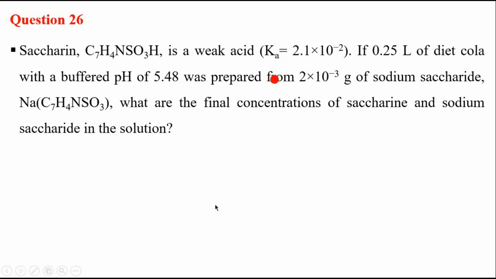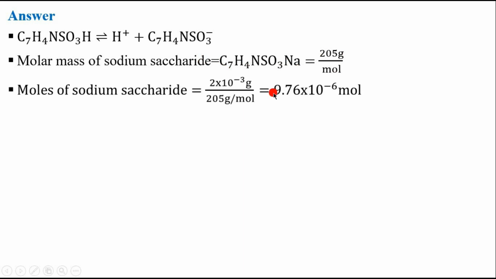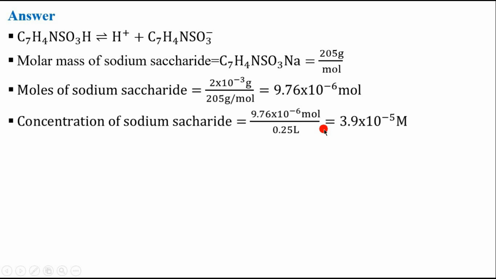Let's go quickly to the answer. We have this one which is dissociated to give H plus, to give this one. Then the molar mass of sodium saccharide was given. You can determine it from the individual molar masses. We have also the mass of sodium saccharide. So here you can take the mass over the molar mass. After getting the mole, you can determine the concentration by taking the mole and dividing by the volume. Now you have the concentration of the salt.